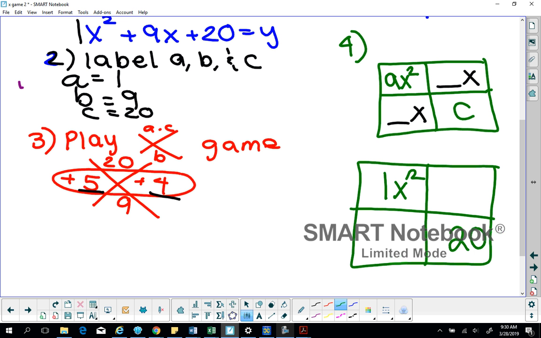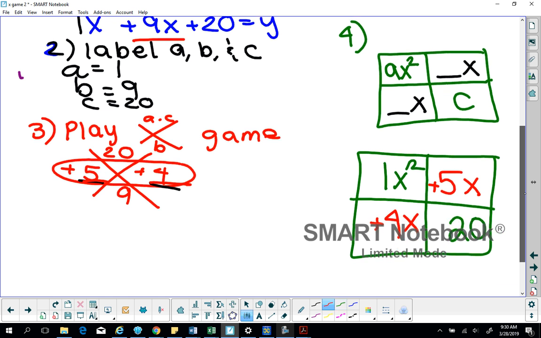What changes is now I'm splitting up this 9x. I split them up into 5 and 4 by doing the x game. So right here, instead of 9x, I'm splitting it up. So it's positive 5x and positive 4x, like that.